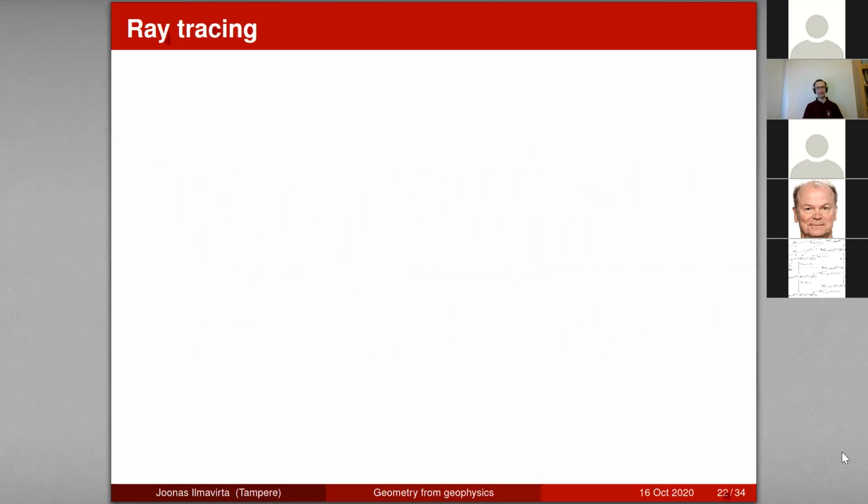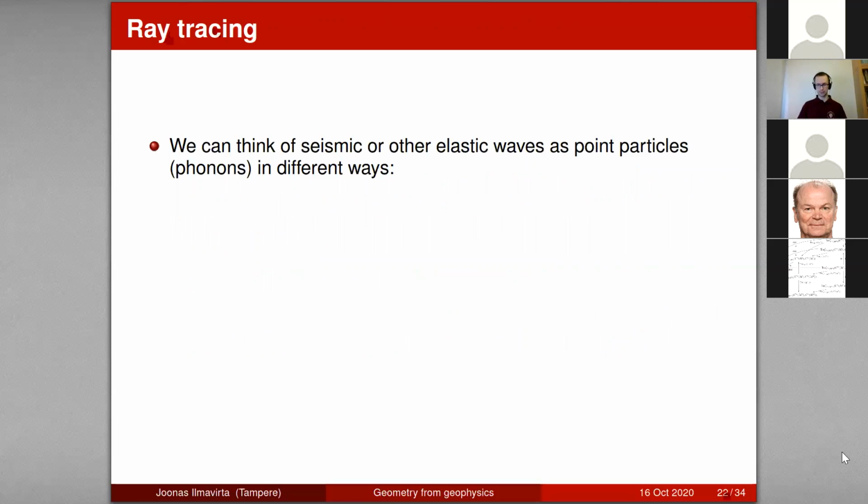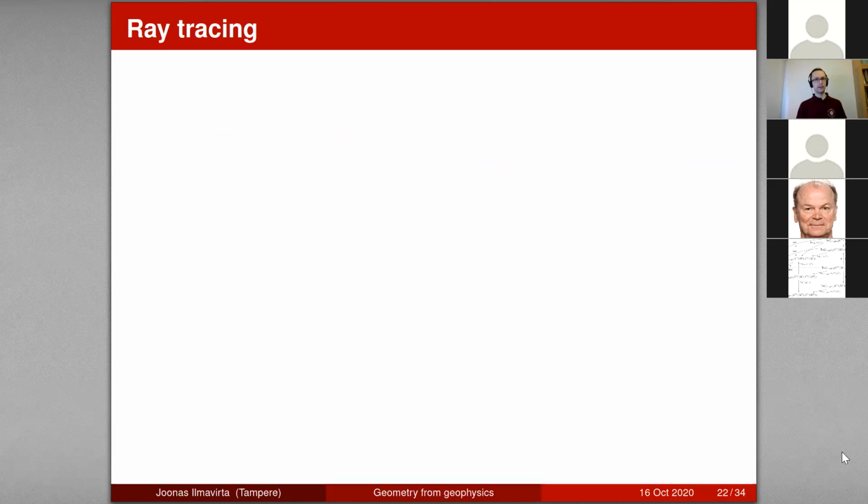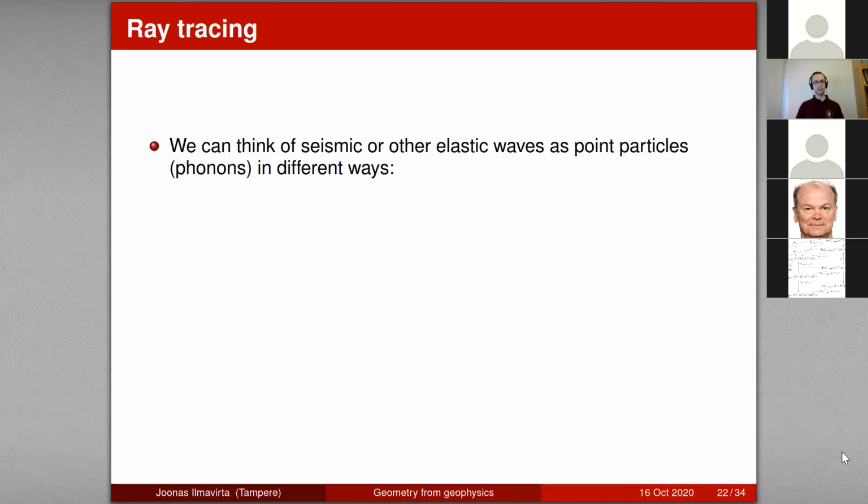Okay, then I'll go into something called ray tracing, or what would be called ray tracing in geophysics. We can think of these seismic or other elastic waves as point particles in different ways. These point particles are called phonons. These elastic waves are related to this displacement field, this field U, and the particles corresponding to this physical displacement field are called phonons. If you have another field, you have another particle. The particles corresponding to the electromagnetic field are called photons, and so on. All the particles in physics correspond to their own fields. Now that we have fields of elastic waves, we also have particles, which might not match your intuition of the word particle, but still that is a valid way to see things.